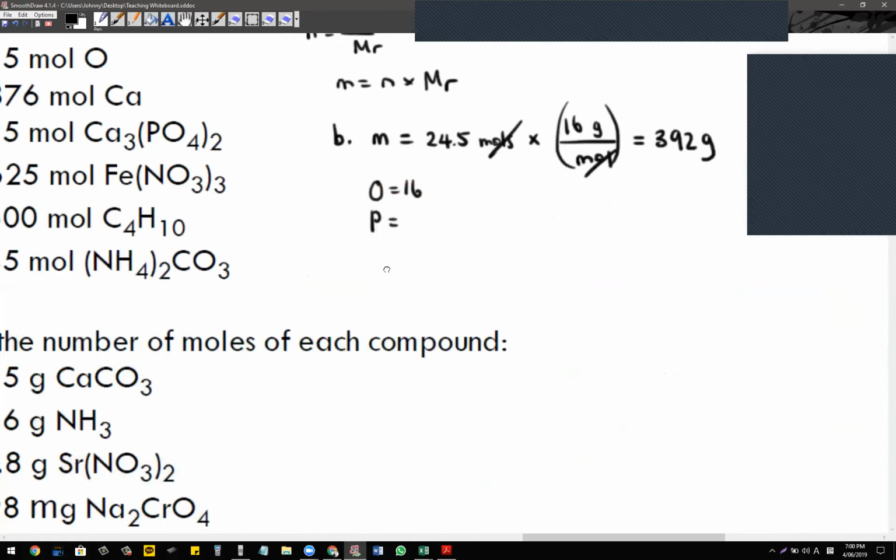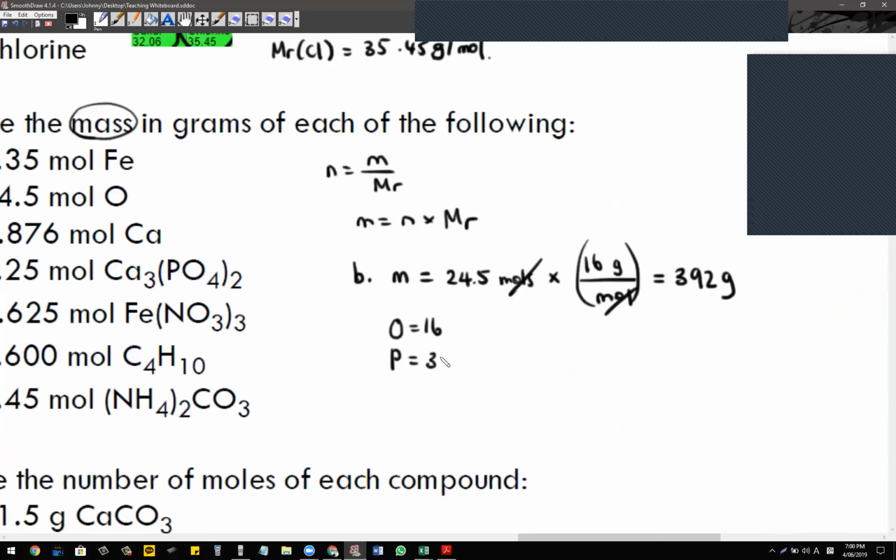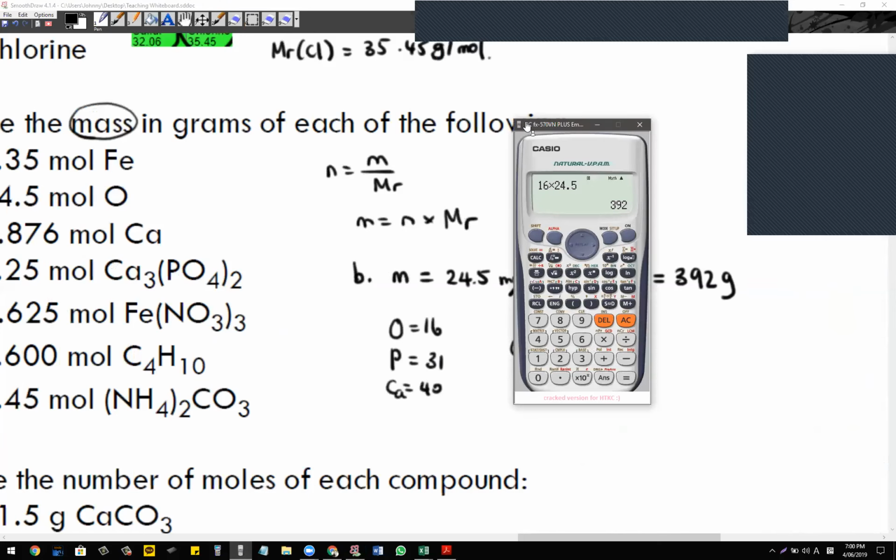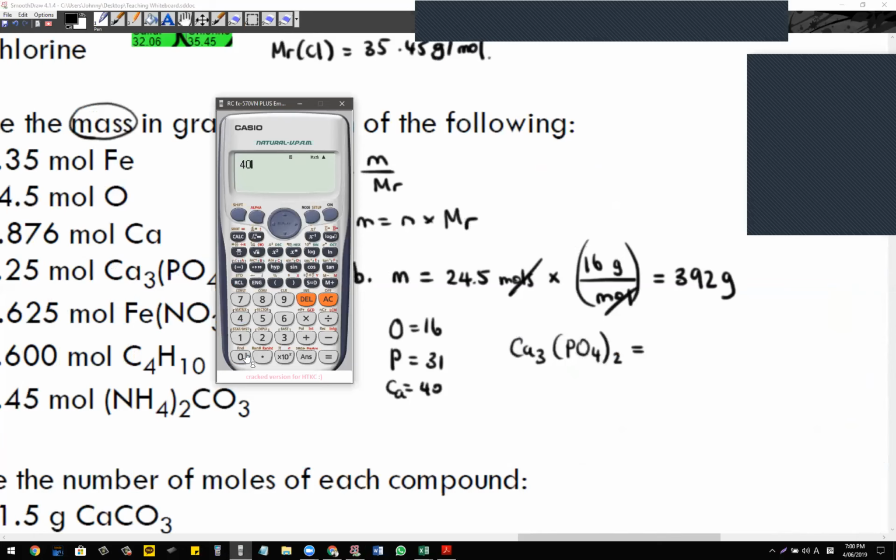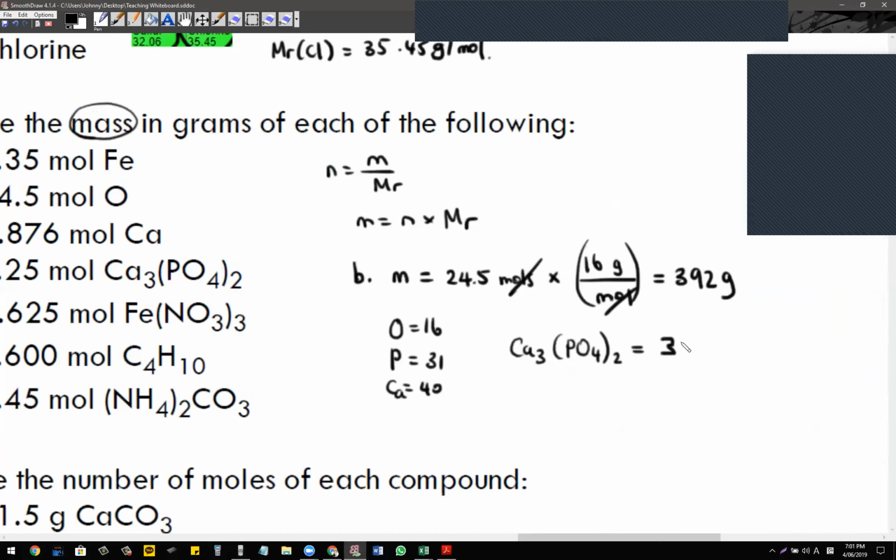So phosphorus is 31. Calcium is 40. So what's the molar mass of Ca3(PO4)2? That is equal to 40 times 3, plus P is 31, plus 16 times 3, because it's actually 4 times 16. And then this one is times 2. You have 2 of them, okay? So it might be a little bit confusing, but this is 310.